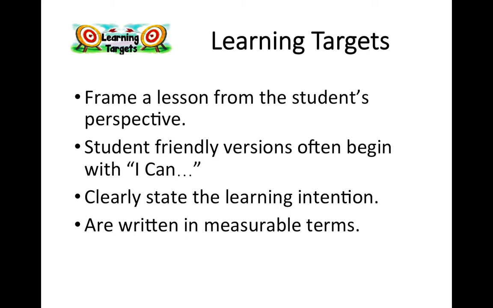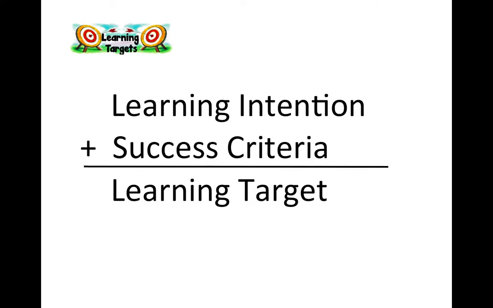Learning targets should clearly state what you expect students to know, understand, and/or be able to do at the end of the lesson. This is called the learning intention. Learning targets are written using observable, measurable actions and should align with the content standards identified. This component is called the success criteria. A learning target is the sum of a learning intention and a success criteria.